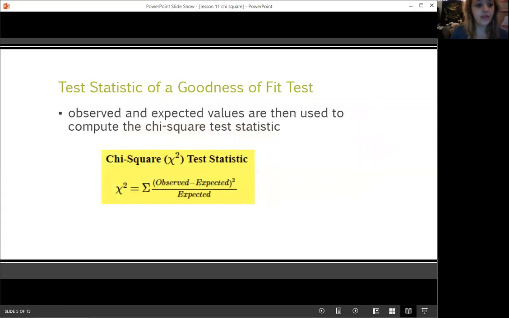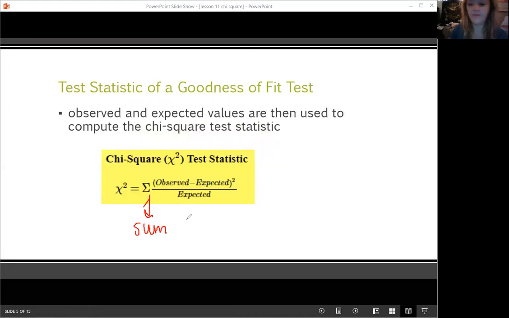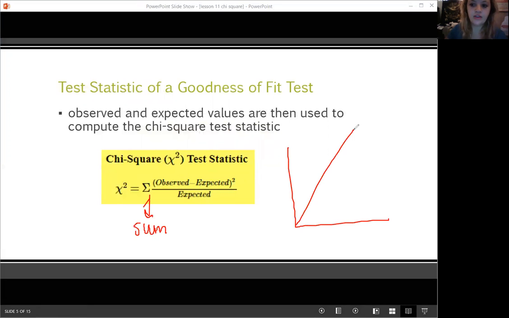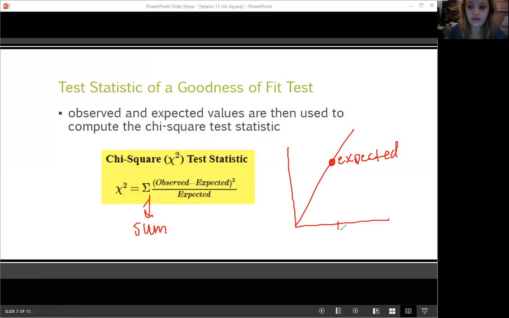For our test statistic for goodness of fit tests, it's a little different from what we've been going over. Chi-squared is our test statistic for the goodness of fit test. This is the sum, and you go through and do your observed minus expected, squared, divided by your expected, for each observation that you get. Let's say this is our goodness of fit line, so this is our expected value for this point here, but our observed may be out here.